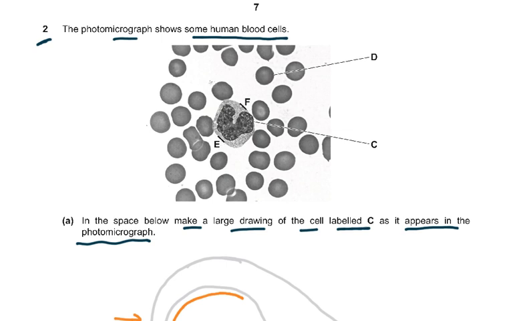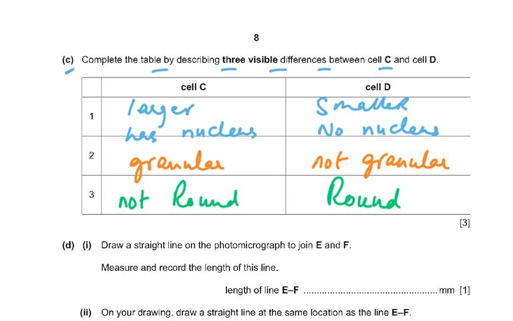So just look at it and think of the points which are comparison: larger, smaller, nucleus, no nucleus, granular, not granular, round, not round. These are 4 mark scheme points, and you were expected to write any 3. It's not that you write all 4 to get 4 marks. You only had to write 3.